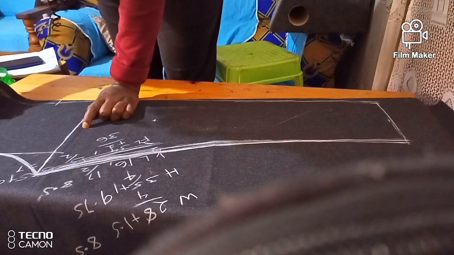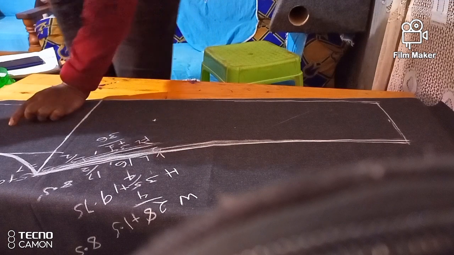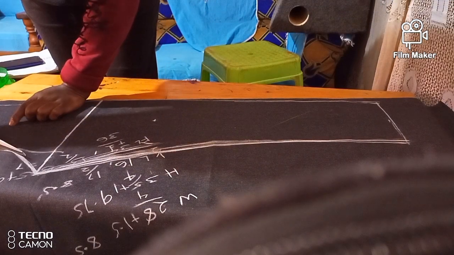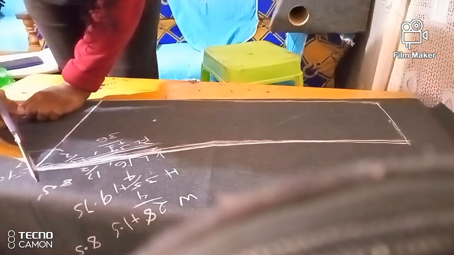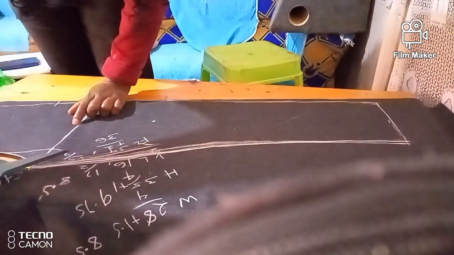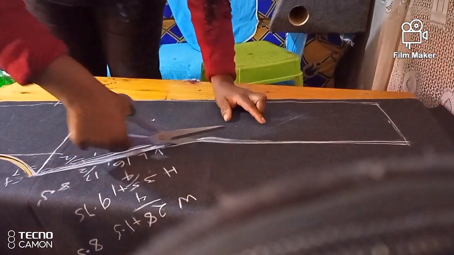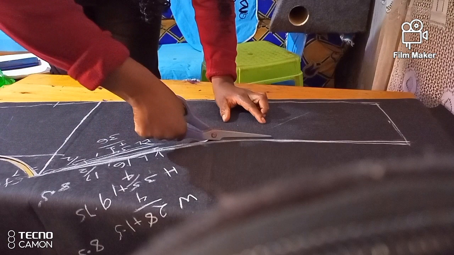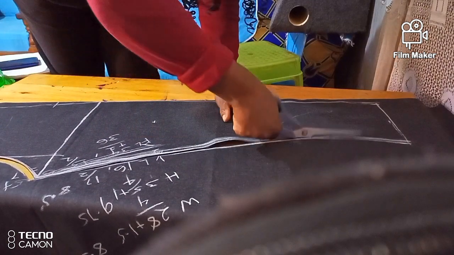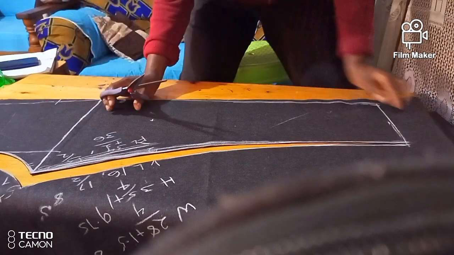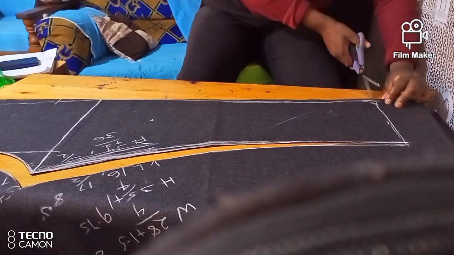Those are the maximum measurements, but you can adjust them according to the sizes of the persons you are sewing the trouser for. If it's for the kids, you can reduce to make it 2 against 5. But if you're sewing for the elderly people or the medium aged, or actually the big persons, you can do as I've told you.